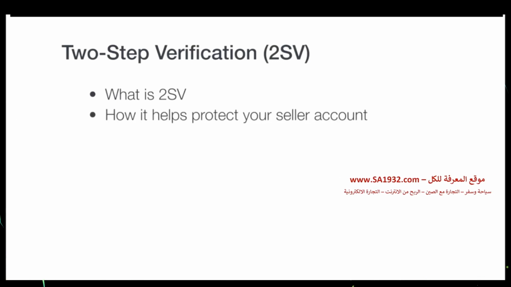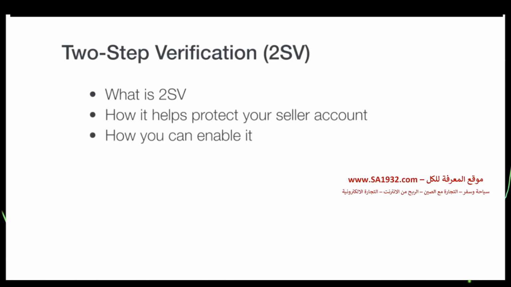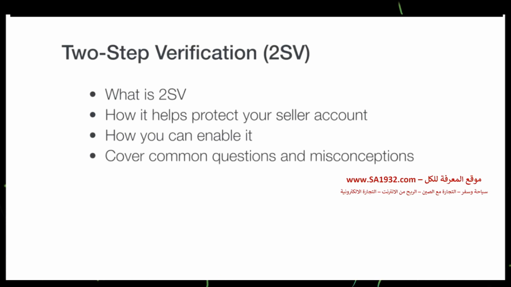In this video, we'll take a look at Amazon's two-step verification for selling accounts. Two-step verification, or 2SV, helps protect your seller account, even if someone has gained access to your username and password. After watching this video, you should understand what 2SV is, how it helps protect your seller account, and how you can enable it. We'll also cover some common questions and misconceptions.